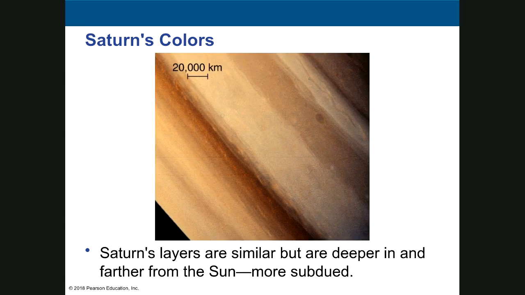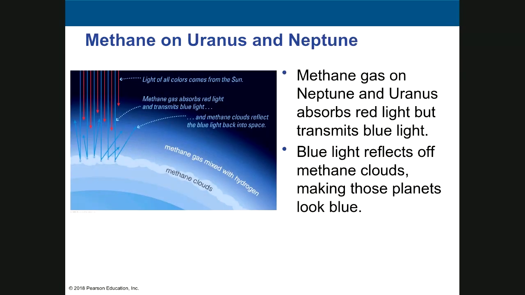So Saturn's colors are similar to Jupiter's, right? But they're deeper in and farther from the sun. They're more subdued. And now when we look at methane on Uranus and Neptune, there's much more of that methane cloud than there is hydrogen and helium. So that will lead to the more bluish, greenish flavor of those planets.